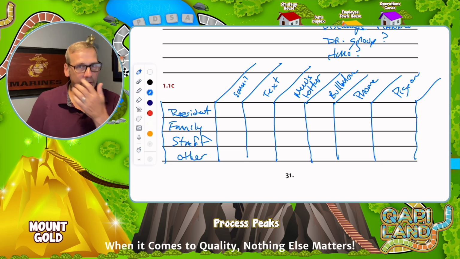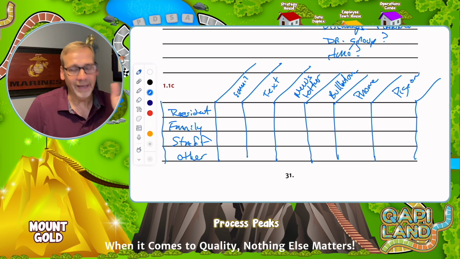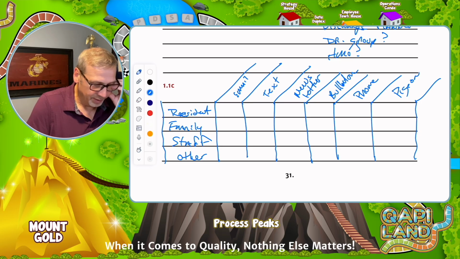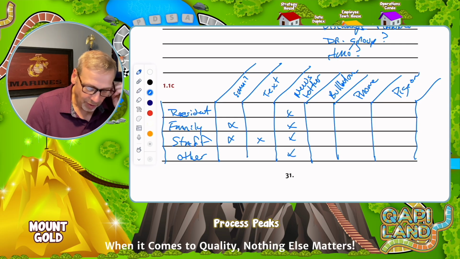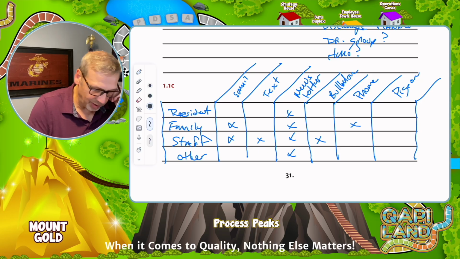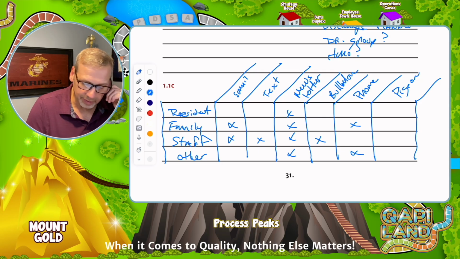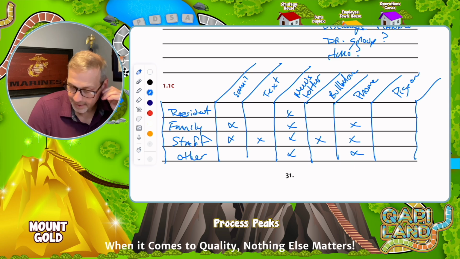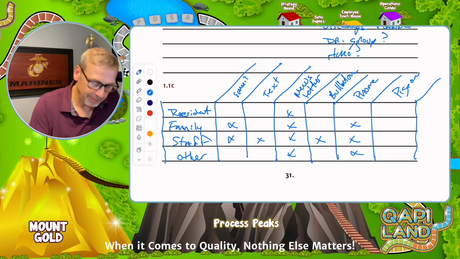And then just go through and go, okay, so residents are not getting emails, but families are. So families are getting emails, staff are getting emails, staff are getting texts. We're not texting family members. Everybody gets our newsletter, so that's really good. Only staff are really looking at the bulletin board. Family members, and maybe somebody else, we're also giving them phone calls. And maybe we're even talking to staff on the phone.